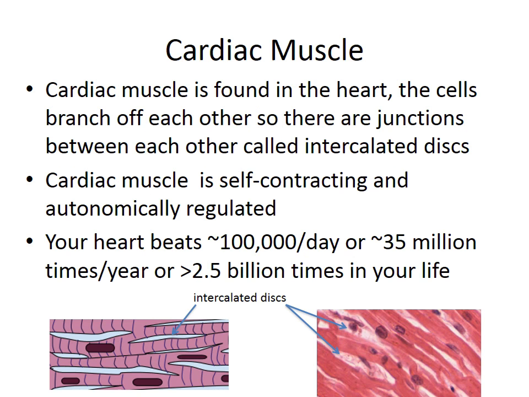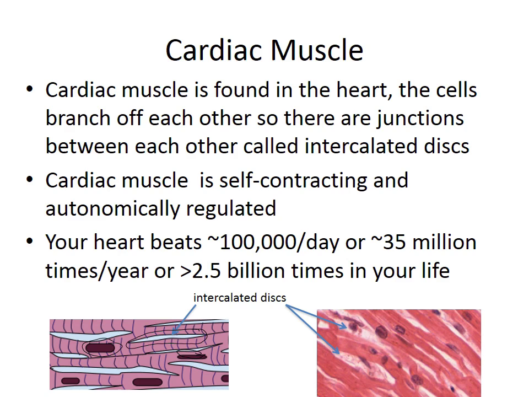The cardiac muscle is only found in the heart. And this is very different because it has intercalated discs. These intercalated discs are interspersed between the cells, and they branch off each other. So the cells are branching off each other. You can see a nucleus here, and there's a nucleus here, then there's an intercalated disc here. And this muscle is self-contracting, and it is autonomically regulated.